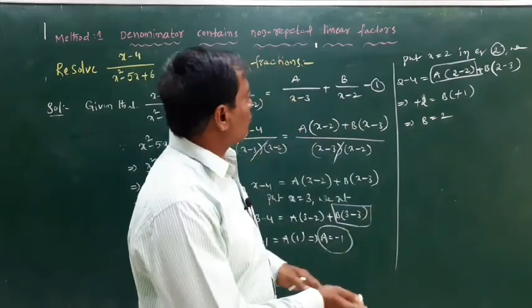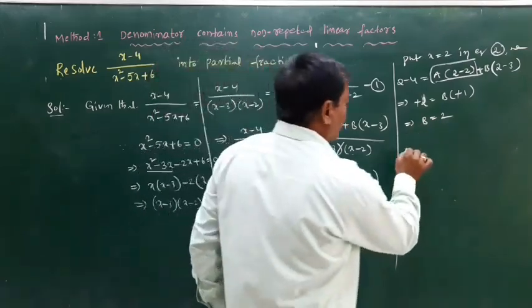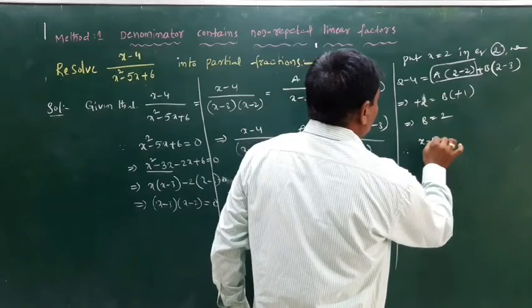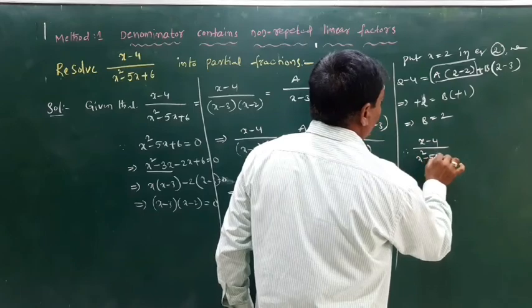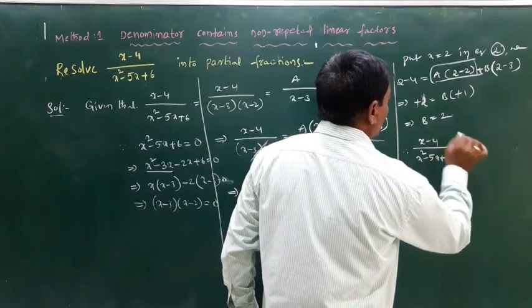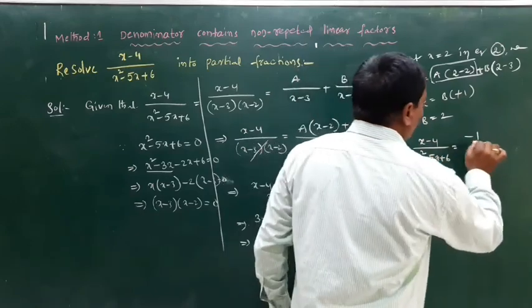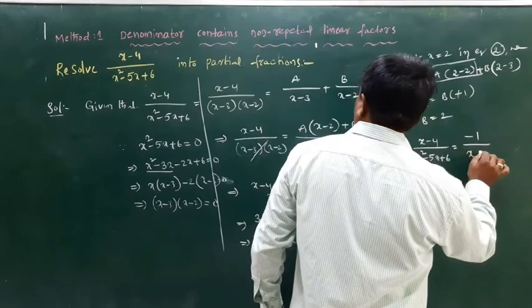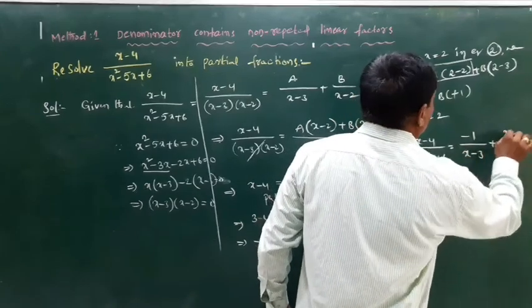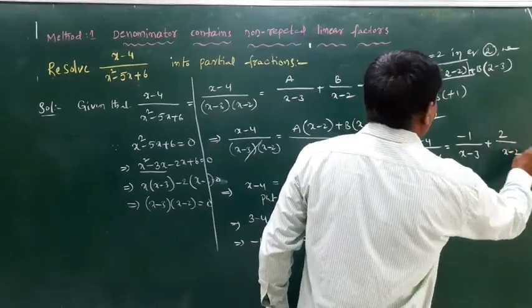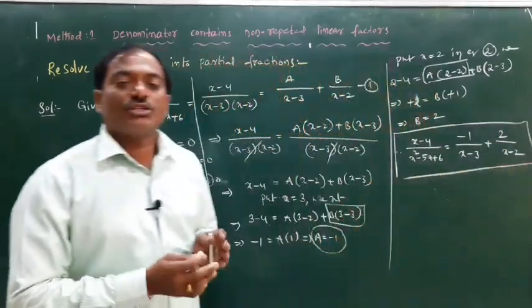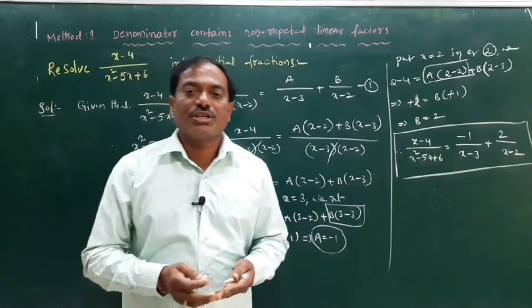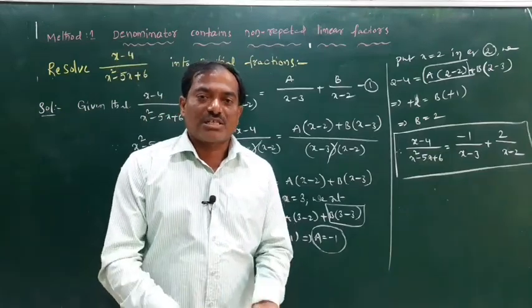We have to substitute both these values in equation 1. So therefore the given rational fraction (x minus 4) by (x square minus 5x plus 6) equals minus 1 by (x minus 3) plus 2 by (x minus 2). Now this is the process of resolving the given rational fraction into partial fractions.